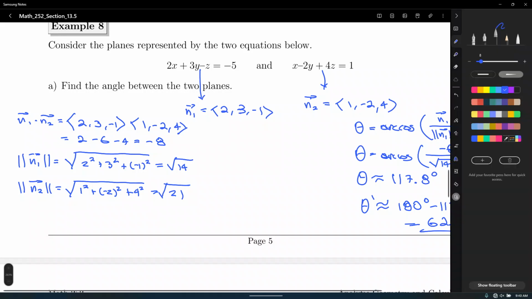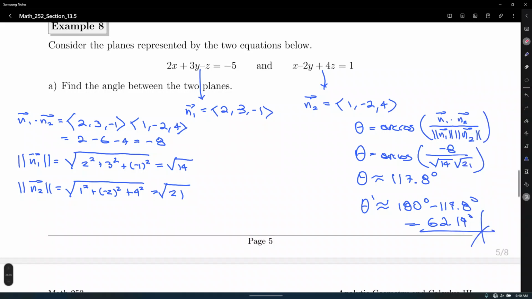Right? As a note, we want the acute angle. So we want the acute angle right here, right? All right. So that's part A of the problem only.